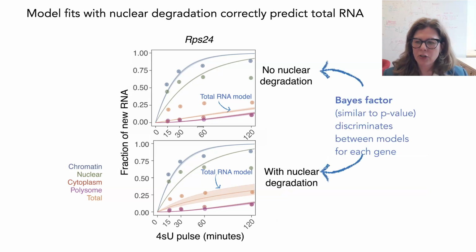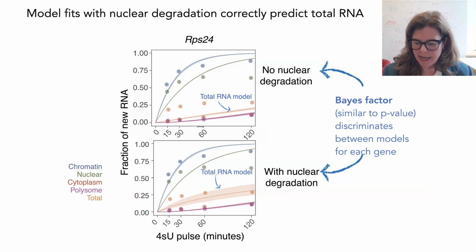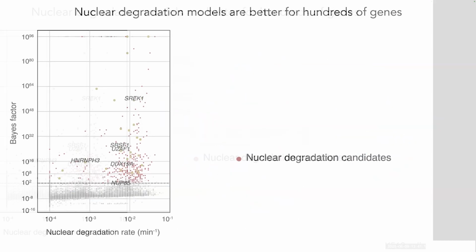And then to compare the two models, we can calculate a Bayes factor that discriminates between the two models and takes into consideration the fact that there's an extra parameter with the nuclear degradation, and calculates the probability that each model is the better fit. And then we can actually plot something called the Bayes factor as a function of nuclear degradation rate. And the cutoff here normally in the field is about a Bayes factor of about 100, which means that the alternative model is 100 times more likely than the null model. And we indicate that these factors here are candidates for experiencing large-scale nuclear degradation.